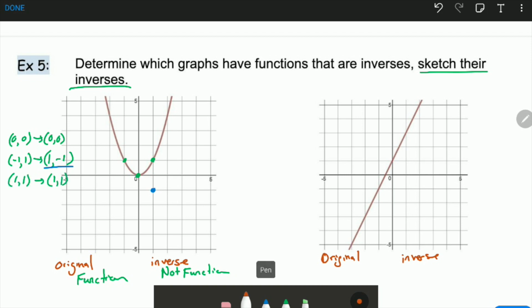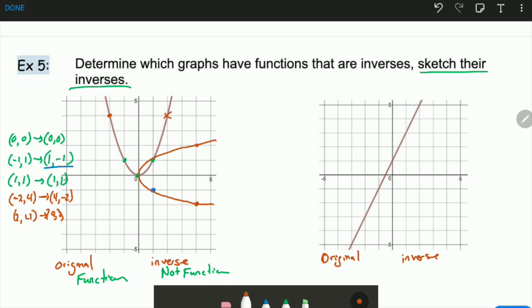So I'm going to pick up this point so I can help myself get the shape a little better. That point is negative 2, 4. So the inverse would be 4 comma negative 2. So 4, negative 2 right there. And then the same thing for this point up here. It is 2, 4. So the inverse is 4, 2. So if I plot that, there we go, and draw it in. So there is the inverse.